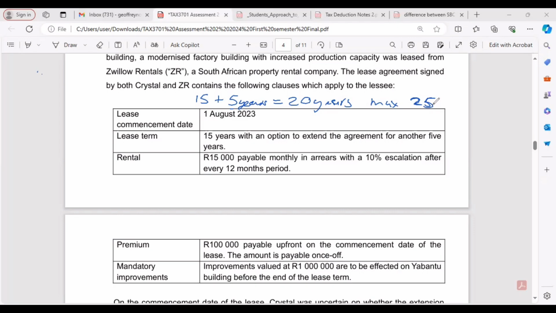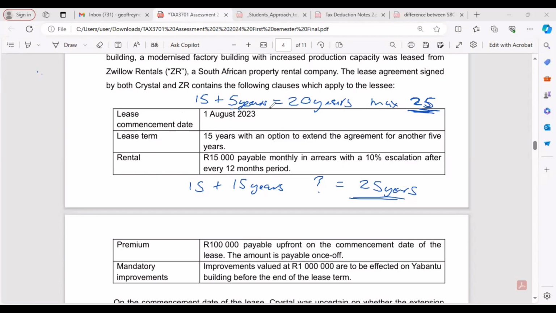So if you're extending, and they trick you and say yes, 15, then they say plus another 15 years, you say no. There's a rule. SARS says maximum 25. So don't go to 30. SARS does not want these leases to go for a very, very long time, so it limits them. So yes, you can extend, but that extension should not go above the limit.